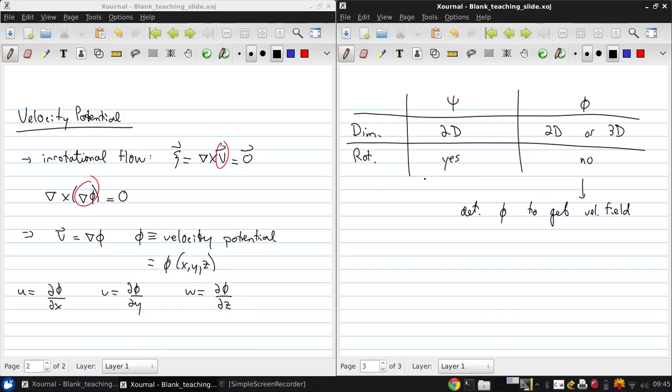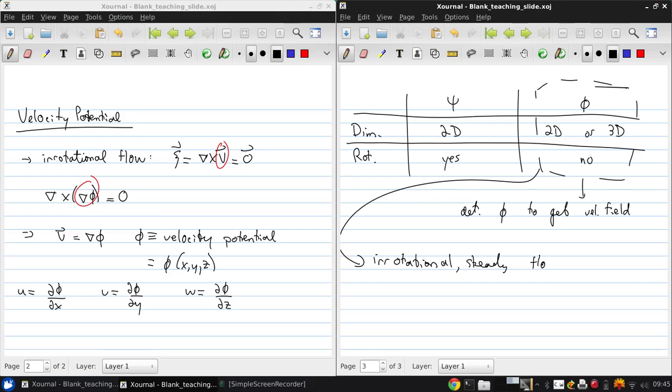So if we have irrotational, steady flow, by definition, we call that potential flow, if the flow is also inviscid, as we stated earlier.